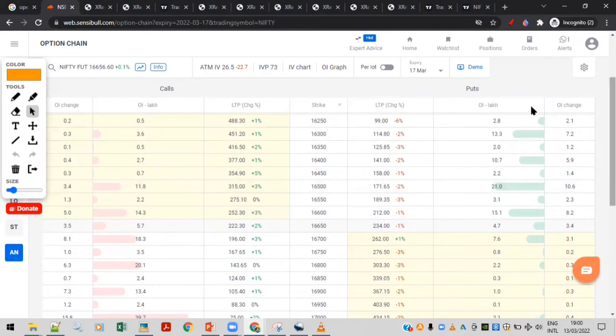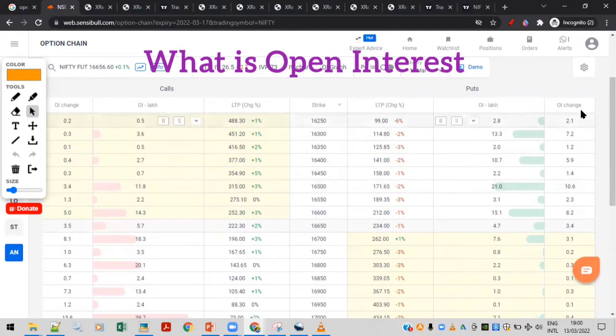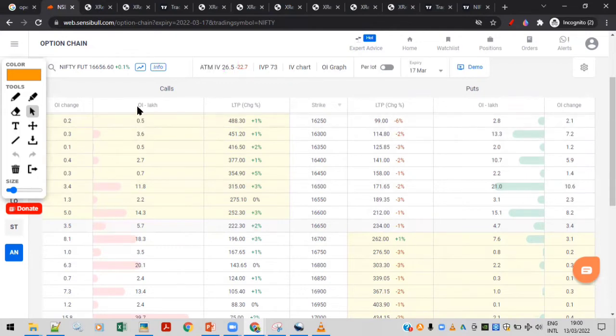A couple of other columns that we have are OI change on both sides and OI in lakhs. OI stands for open interest. Open interest is the major component of option chain. Here open interest represents the total number of contracts held by option buyers and option sellers. So whenever there is a new buyer and new seller, open interest increases. That is the main thing that you need to remember about open interest.